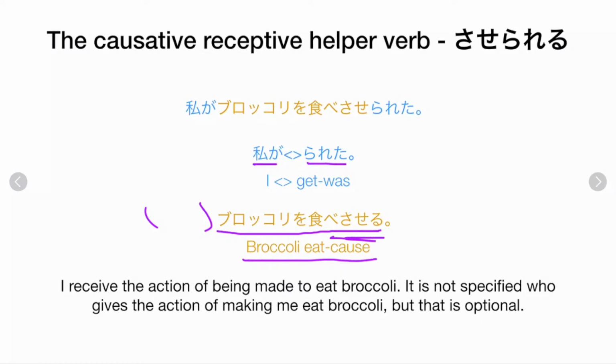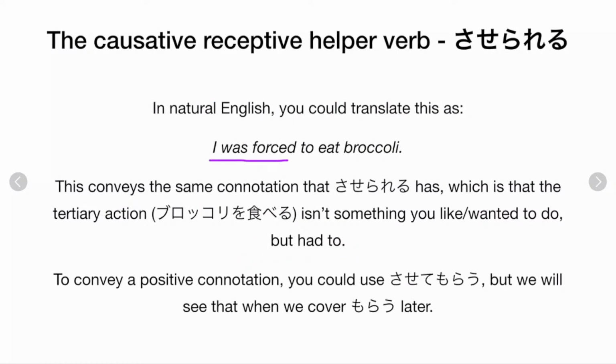But that's optional because the focus is I was forced to eat broccoli. And when you say I was forced to eat broccoli, you don't say who forced you. You might say that in a future sentence. You can add that context. But I was forced to eat broccoli conveys all the information that you're trying to say. There was broccoli. I didn't want to eat it. Someone made me. I had to eat it. Okay? So when you say this, saserareru, it ends up meaning like forced to. There was something I did not want to do, right? Like broccoli o taberu, but I had to.